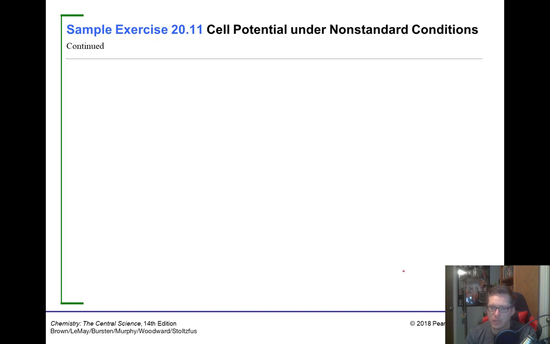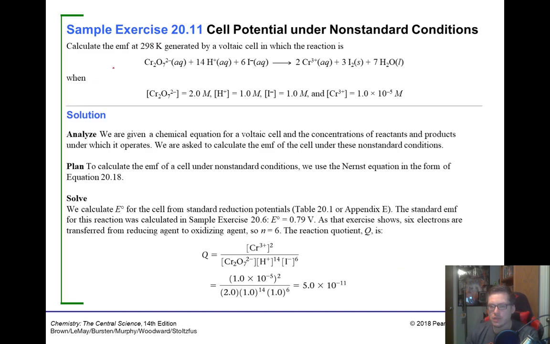So you want to calculate the EMF at 298 K, our standard temperature, which is nice, generated by a voltaic cell in which the reaction is dichromate, hydrogen, iodine, and so on, and we've got new concentrations. So we're no longer at standard EMF because we don't have 1 molar of all of these things. Dichromate is twice what it should be, and the chromate ion is way less than it should be. So we're just going to plug everything into the formula we just learned. The first thing to solve for is the Q value.